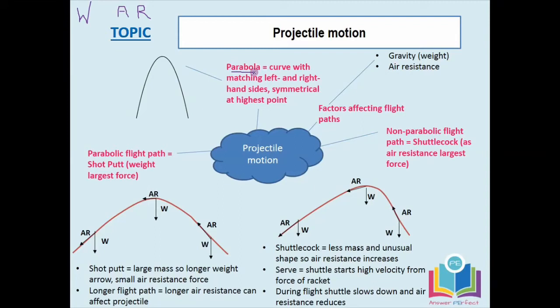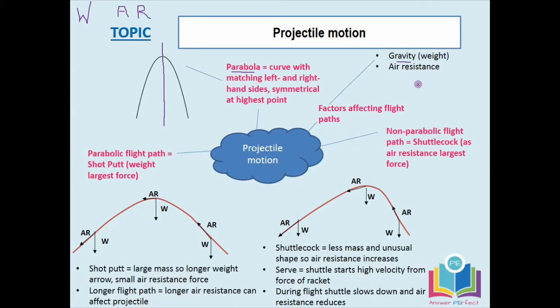Now, what on earth is a parabola? A parabola here is a curve with a matching left and right hand side. So if I drew a line down the middle, the left hand side is symmetrical at the highest point to the right hand side. Now when I talked about weight, I mean gravity. So it's all dependent on how much that object or that body weighs to how that is affected.